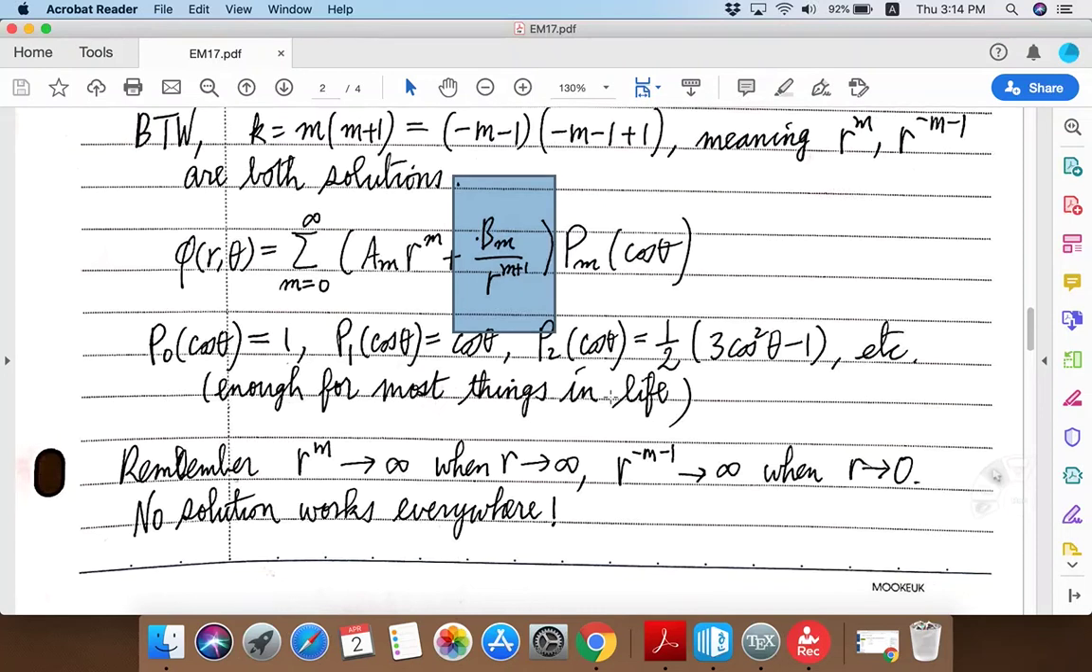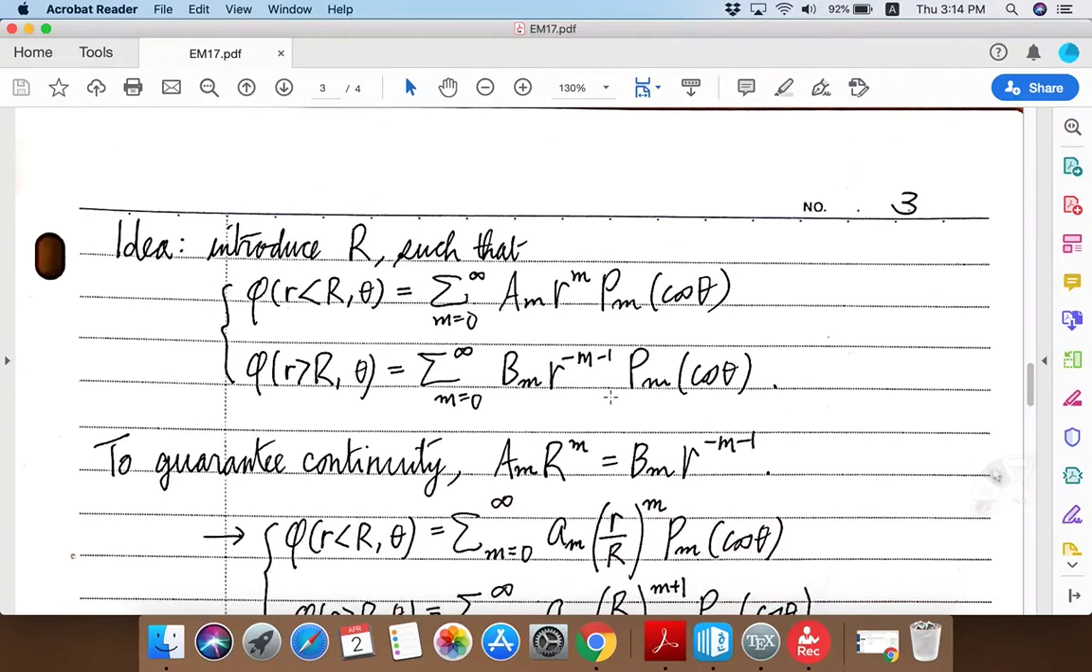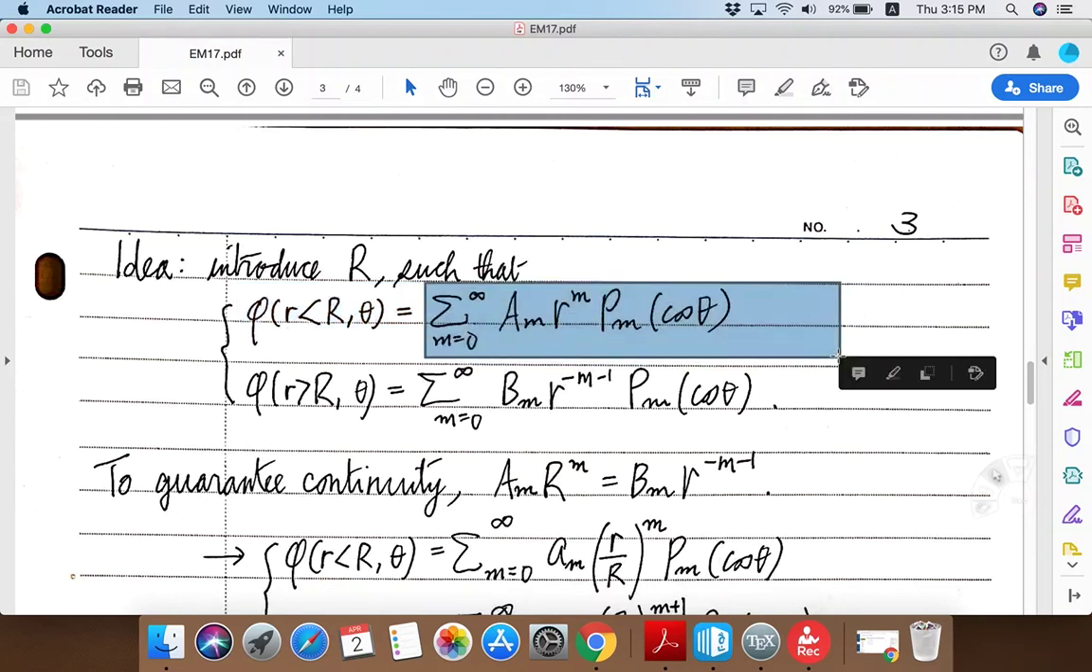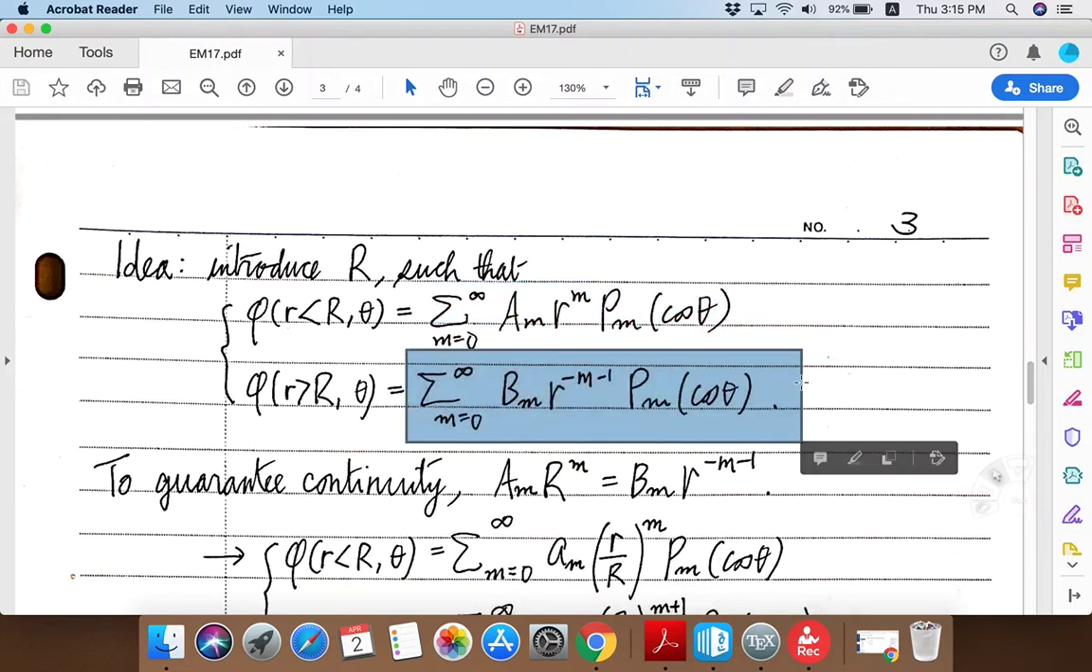So what do we do about it? Well, what we do about it is to introduce a kind of cutoff. Let me call this cutoff big R. Then we claim that for r less than big R, I will only choose this part, which contains no divergent solutions. And for r greater than the cutoff radius R, we choose this form, which also has no divergence.